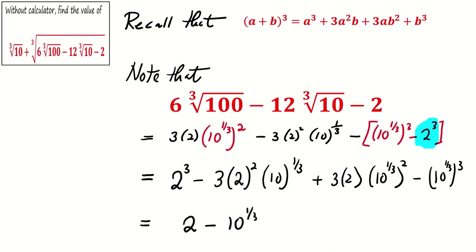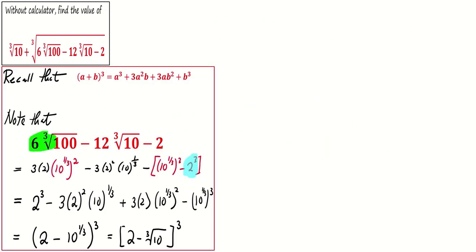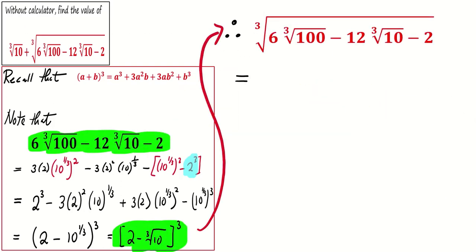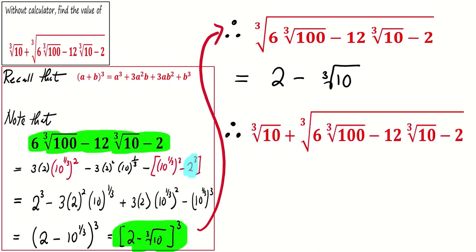As you predicted, the expression is indeed (2 minus 10 to the power of 1/3)^3. Therefore, the cube root of this expression is 2 minus 10 to the power of 1/3. And finally, the answer for today's question is 2.